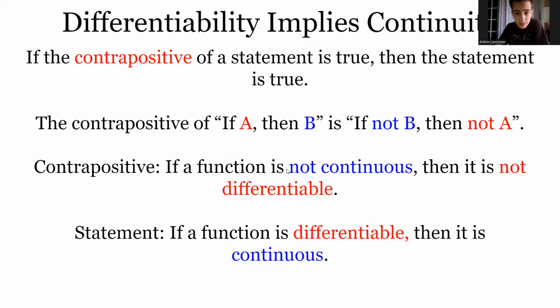So this is how you would write this. This is essentially how we would prove this using the contrapositive. If a function is not continuous, then it is not differentiable. That implies that if a function is differentiable, then it is continuous. And since the first fact is true, the second fact must also be true.